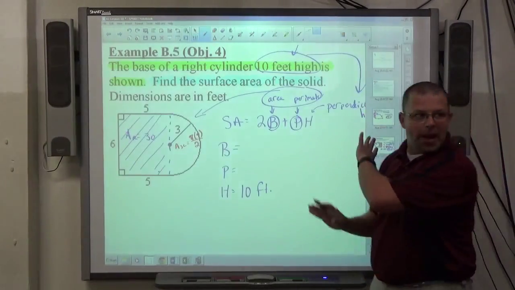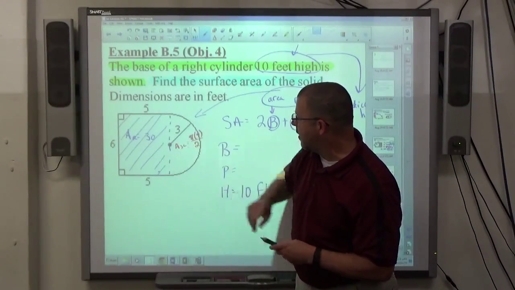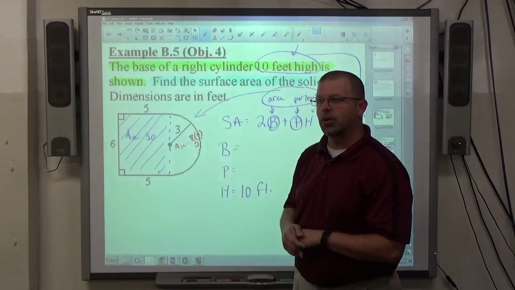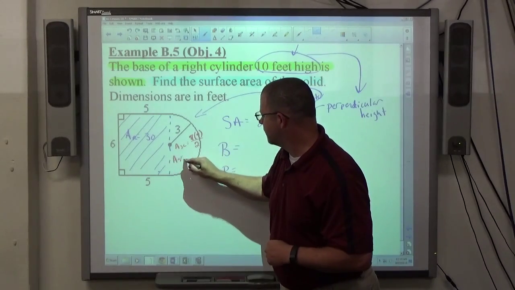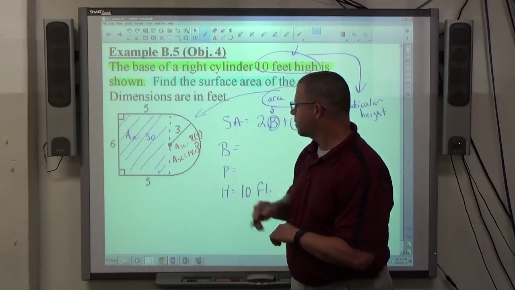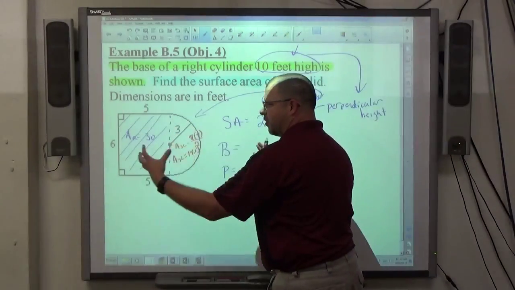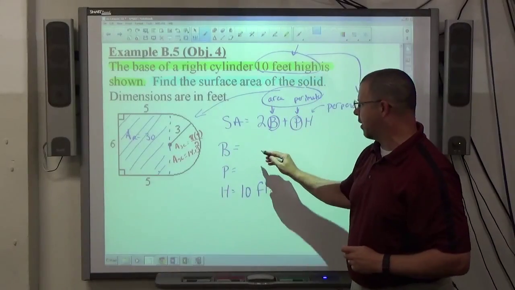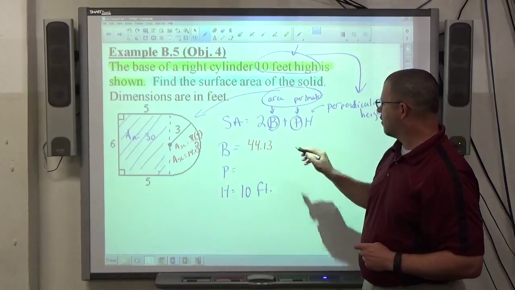All right, so going back to this, we're trying to find the area, how much space is inside. So it's pi times radius squared over 2, which Kaylin said is 14.13. Okay, so the area of the base is the rectangle and the semicircle put together, so it's a total of 44.13. That's square feet.